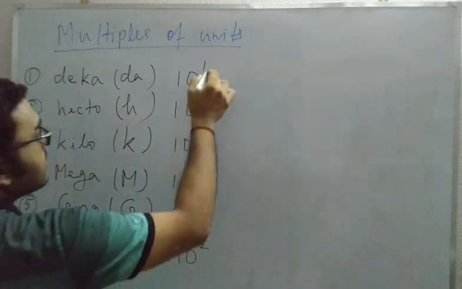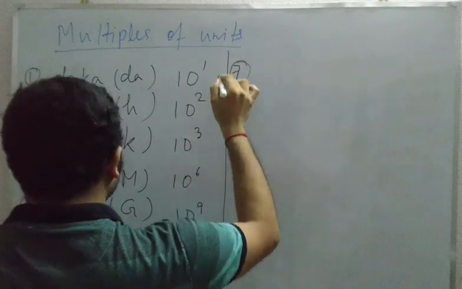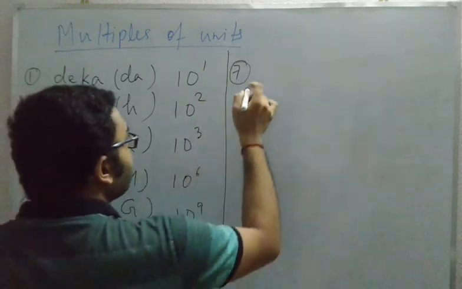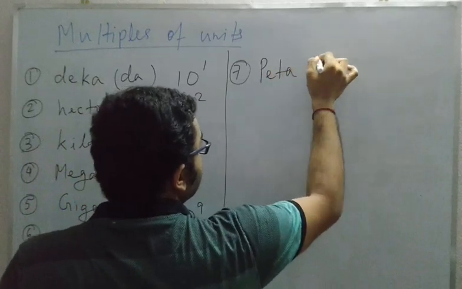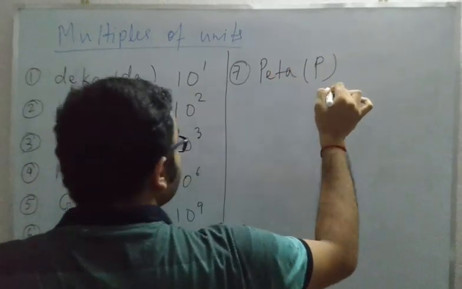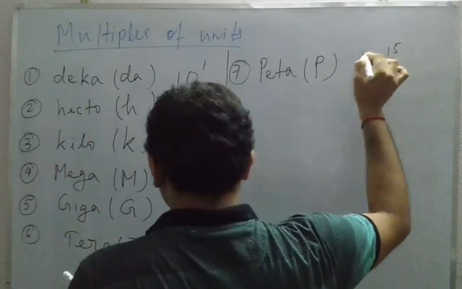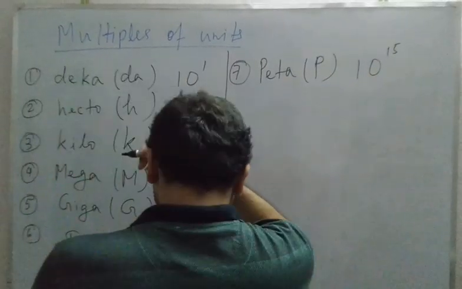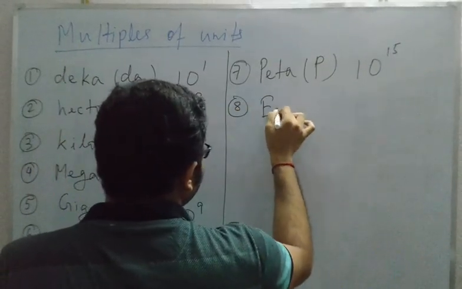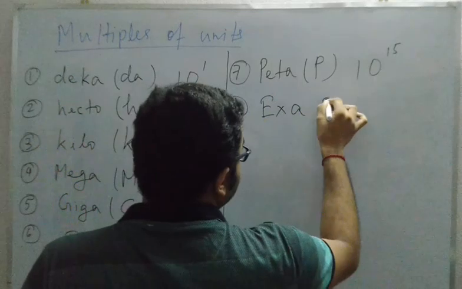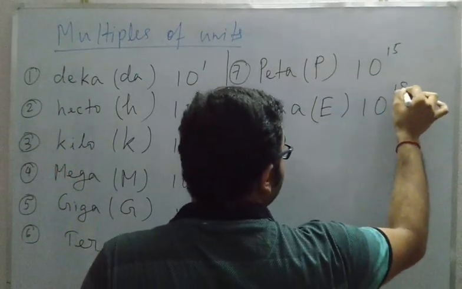Then the seventh one that comes is peta. Symbol is capital P. The value is 10 to the power 15. Then comes the eighth one. Eighth one is exa. Symbol is capital E, 10 to the power 18.